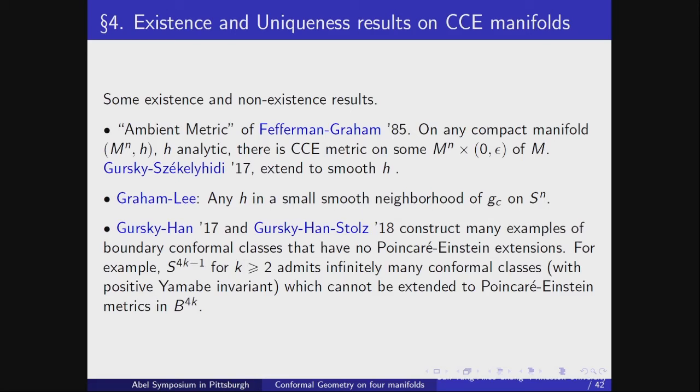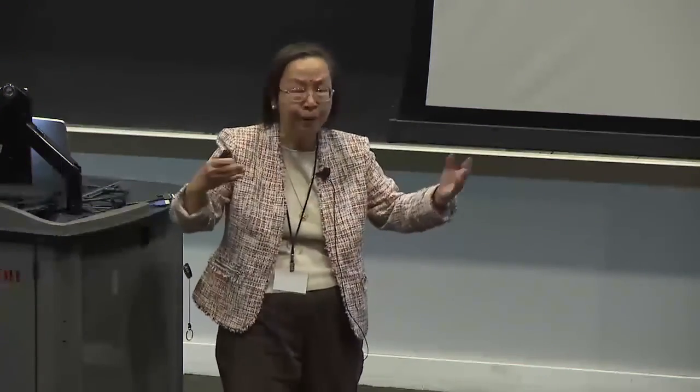Fefferman and Graham did it for analytic metrics, and there is an extension to arbitrary smooth metrics. So this is an existence result on a neighborhood. The only concrete existence result is by Graham and Lee: in a small smooth neighborhood, a perturbation of the canonical metric on the sphere, a perturbation of the standard metric on S^n, has a conformal fill-in.